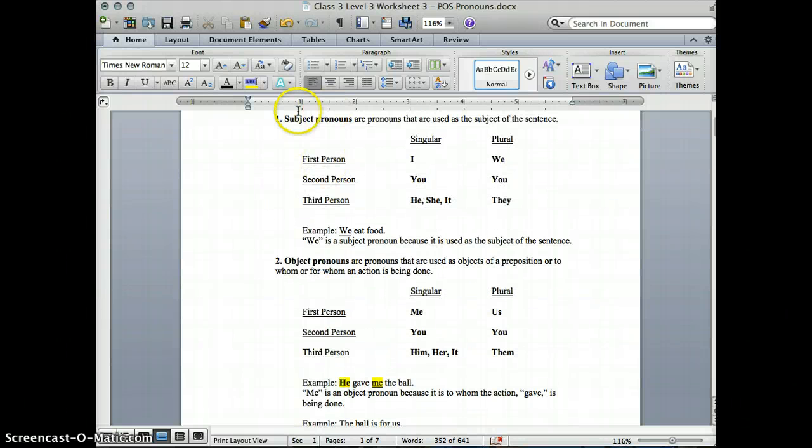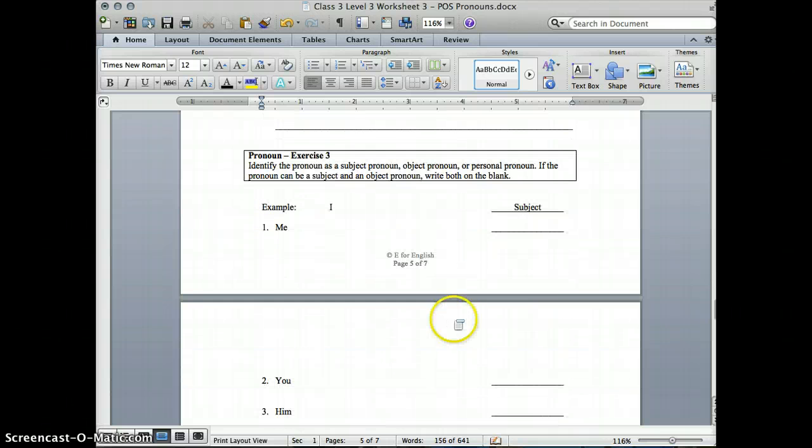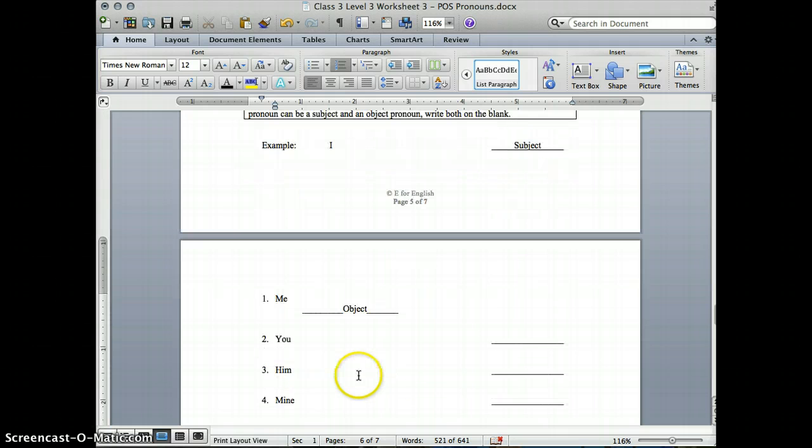So these are our subject pronouns up here and our object pronouns up here or down here. So we're looking for me. Where do you see me? Is me up here? No. Is me down here? Yeah, it's right here. So now we know that me is an object pronoun. So let's go back down and write object over here.